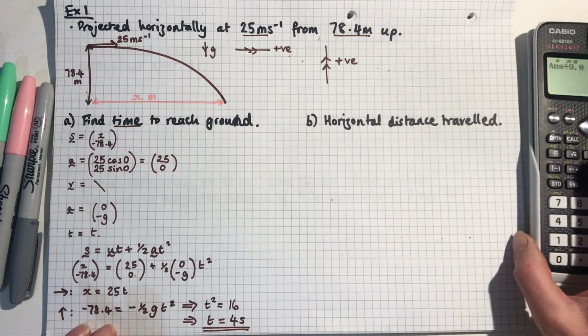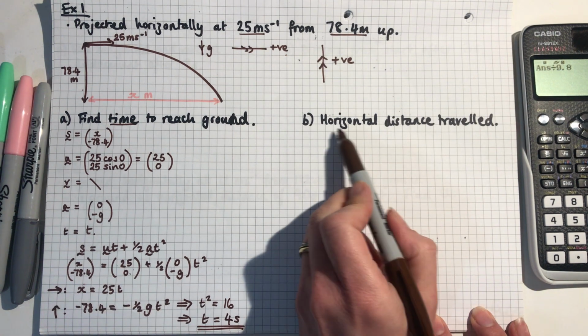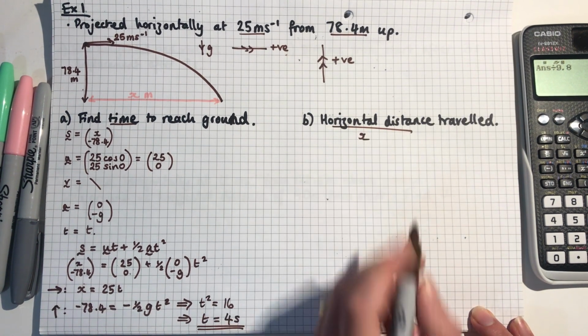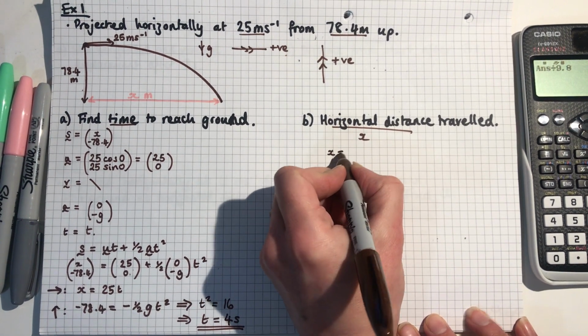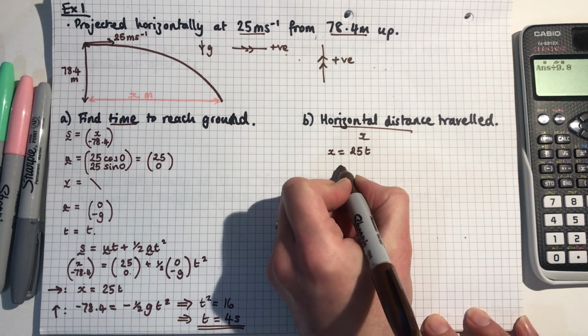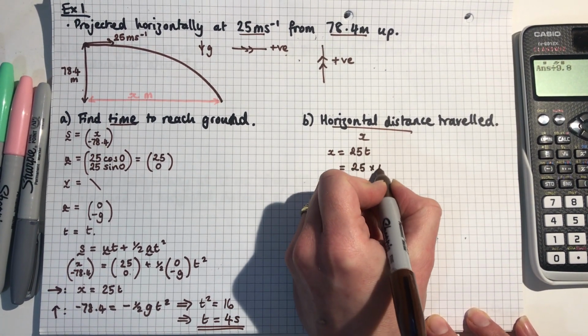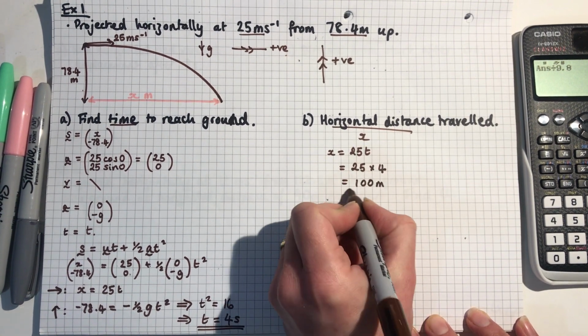Now, I've done the hard work to answer part B here, because part B wants me to find the horizontal distance travelled, and the horizontal distance travelled is x. I've already got the equation for it. x is 25t. So let's copy that out. t was 4 seconds. So x is 100 metres.